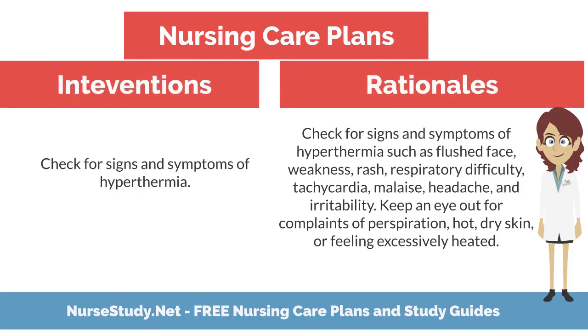Intervention: check for signs and symptoms of hyperthermia. Rationale: check for signs and symptoms of hyperthermia such as flushed face, weakness, rash, respiratory difficulty, tachycardia, malaise, headache, and irritability. Keep an eye out for complaints of perspiration, hot, dry skin, or feeling excessively heated.